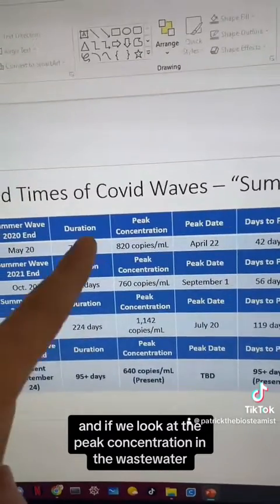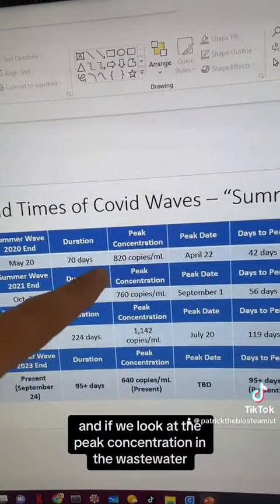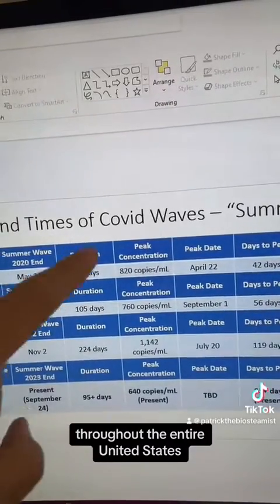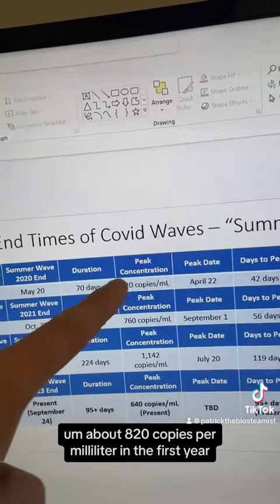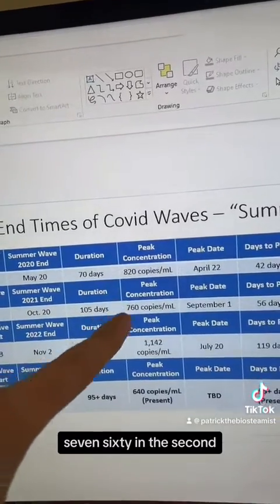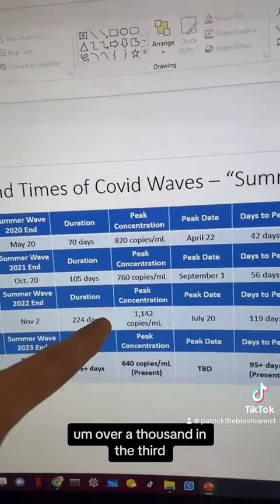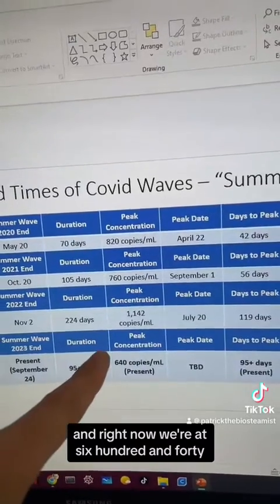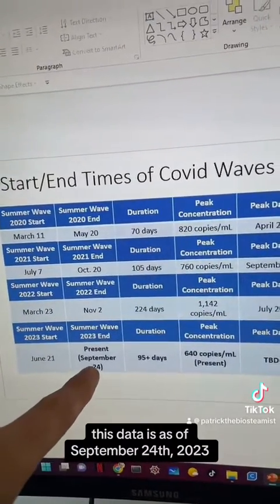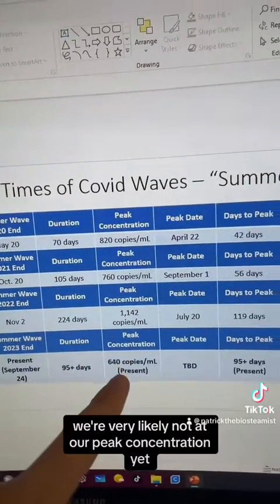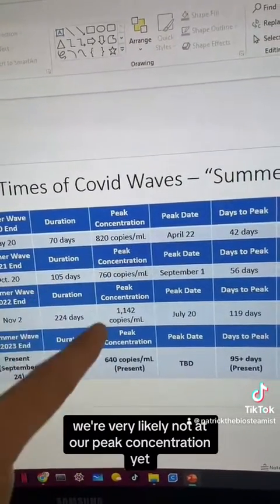And if we look at the peak concentration in the wastewater throughout the entire United States, it was about 820 copies per milliliter in the first year, 760 in the second, over 1,000 in the third, and right now we're at 640. This data is as of September 24th, 2023. So based off of this number, we're very likely not at our peak concentration yet.